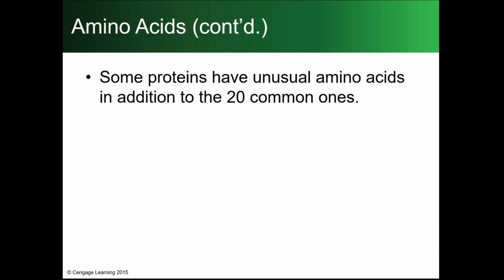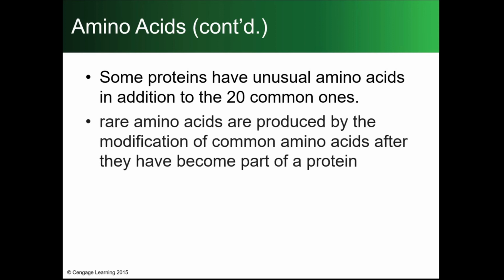These amino acids can form cross links between the peptide chains that make up the collagen. Such cross links produce the firmness and great strength of the collagen molecule, which is a major component of cartilage, bone, and other connective tissue. So, as I mentioned, rare amino acids are produced by modification of common amino acids after they have become part of a protein.